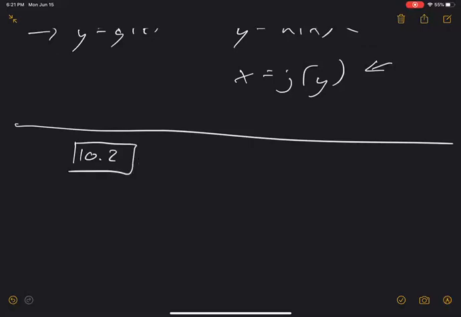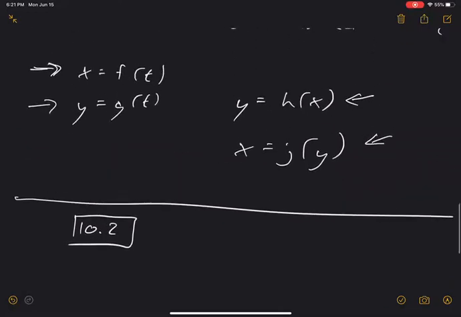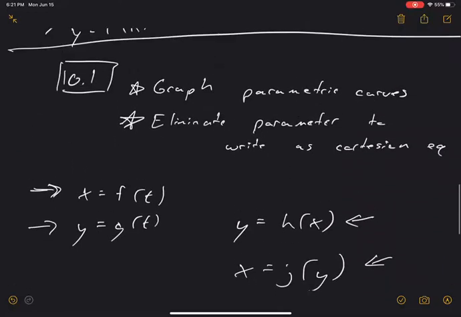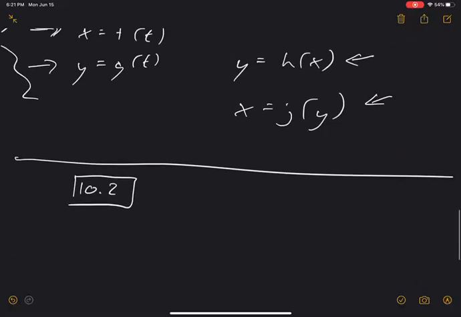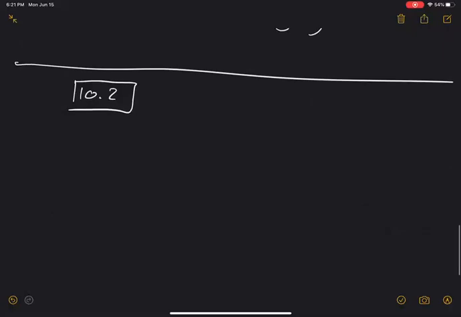Okay, if no other questions, 10-2. So 10-2 is when we start doing, this stuff's not really calculus, right? It's just kind of graphing and some algebra, really. So 10-2 is kind of when we get back into doing calculus, derivatives, really.